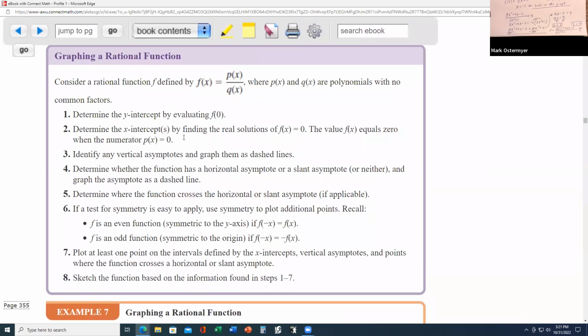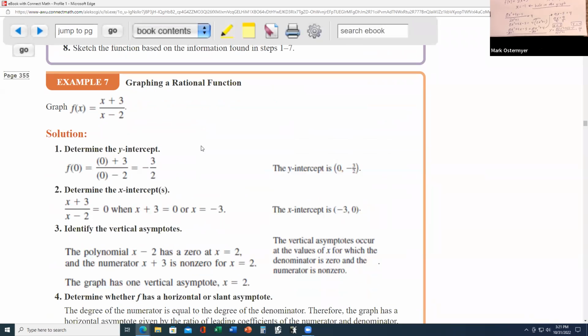Number 2, are there any x-intercepts? To find x-intercepts, we set y, or in this case f of x, equal to 0. In other words, we set our rational function equal to 0, and then we have to solve this equation for x. How would I solve this for x? They're leaving out a step. What step did they leave out? Anybody? How do you solve this equation for x? Right here.